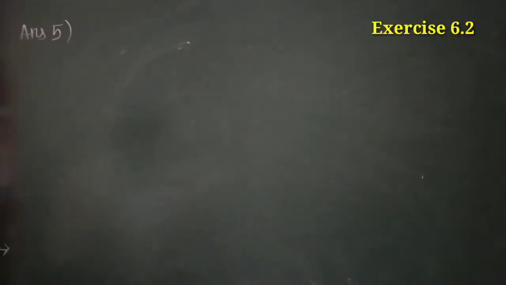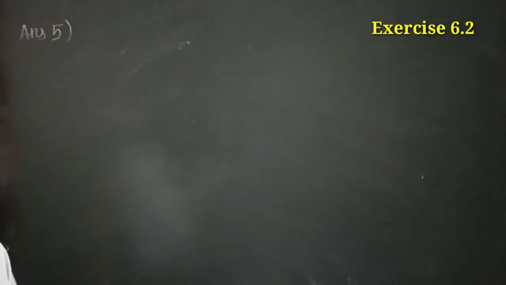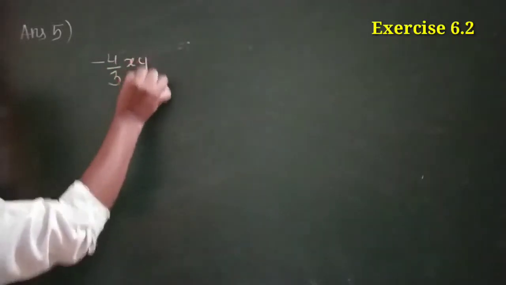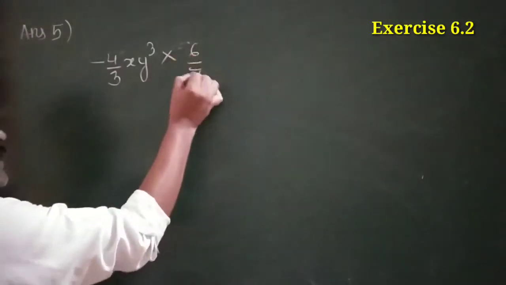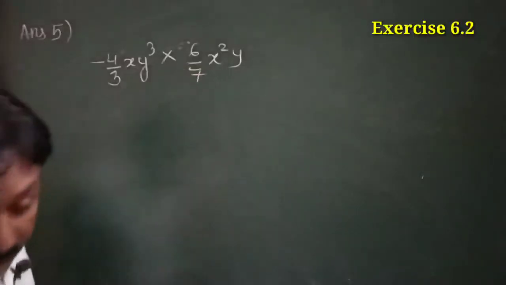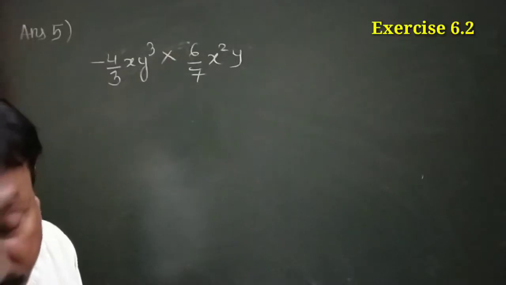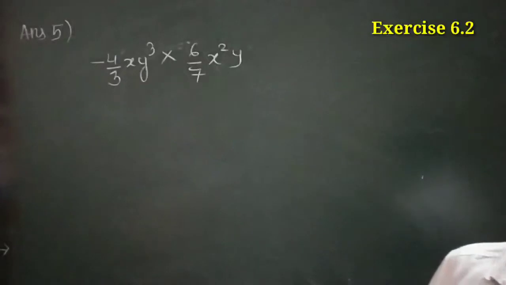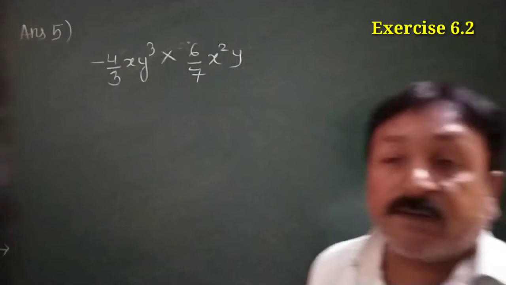Okay students, now see, just read question number 5. Question 5 is saying multiply minus 4 upon 3 xy cube by 6 upon 7 x square y, and after that we have to verify the result for x equal to 2 and y equal to 1. Means first of all we will get them multiplied, and after getting them multiplied, in place of x and y we will substitute the values which are given in the question.